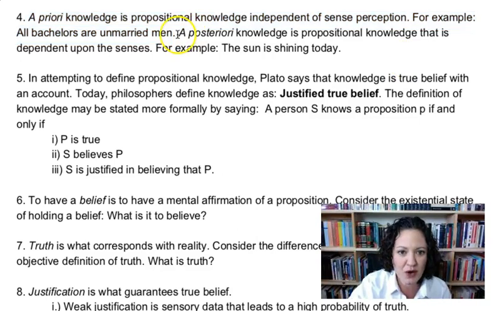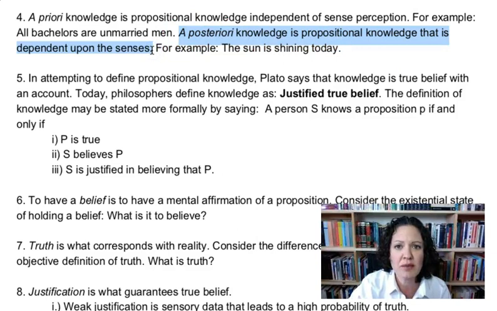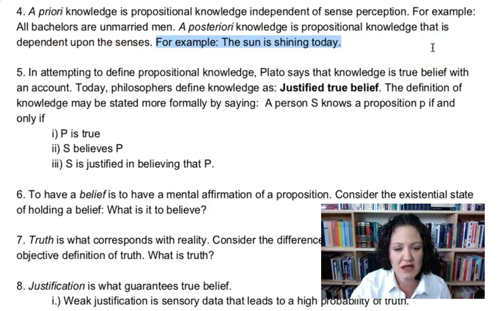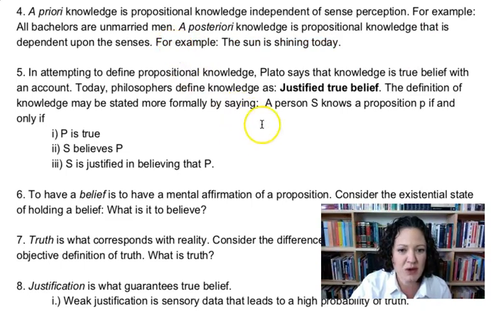A posteriori knowledge is propositional knowledge that is dependent upon the senses. So one is dependent on reason alone, and one is dependent upon the senses. So here's an example of a posteriori knowledge: the sun is shining today. The only way to know that is by going outside and looking, right? All right, so these are some things you may come across.